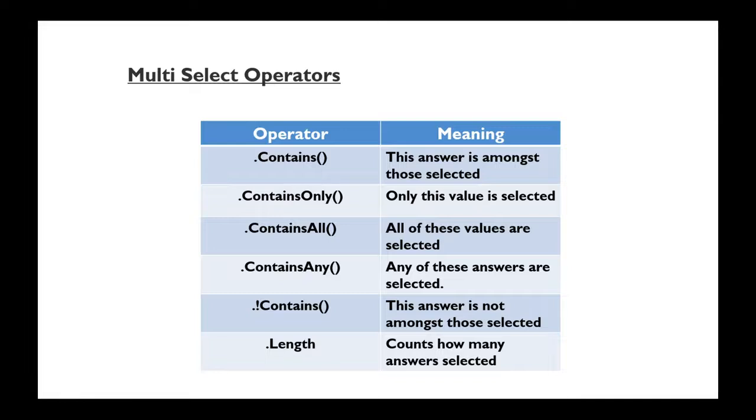There's quite a few different operators available to us for multi-select questions in Survey Solutions. First of all, we have the operator .contains. This means that the answer in the brackets is amongst those selected. Next, we have .contains only. This means that the answer in the bracket is the only value which has been selected. Contains all is for when all of the values have been selected. Contains any means any of the answers in the brackets have been selected. Contains with the exclamation point in front means that the answer in the bracket is not amongst those selected. And finally, .length will tell us how many answers were selected.